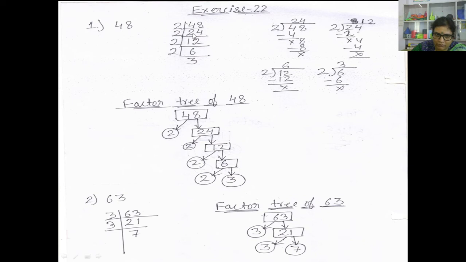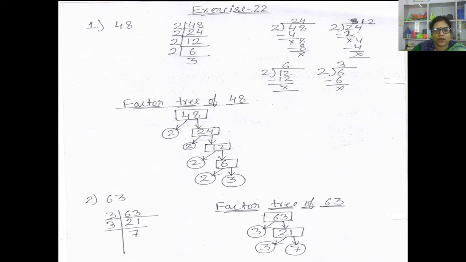So in every case you are writing the quotient. Then again 12 is divided by 2, then 6 comes. Then 6 is divided by 2, 3 comes. So 2, 2, 2, 2 and 3. These are the prime factors of 48.